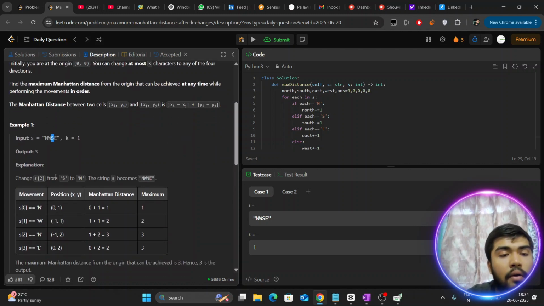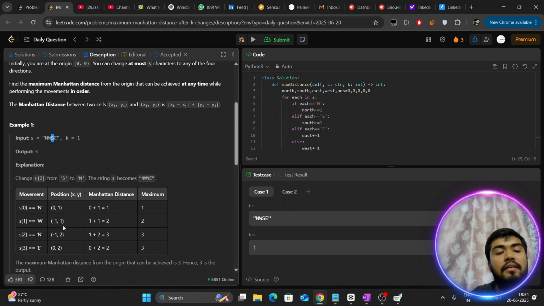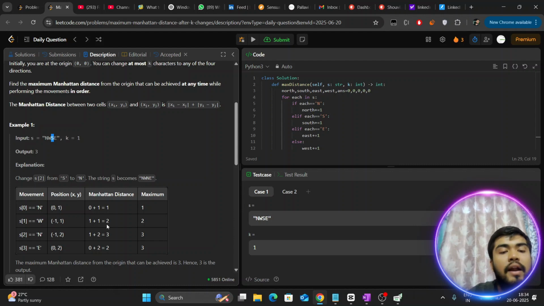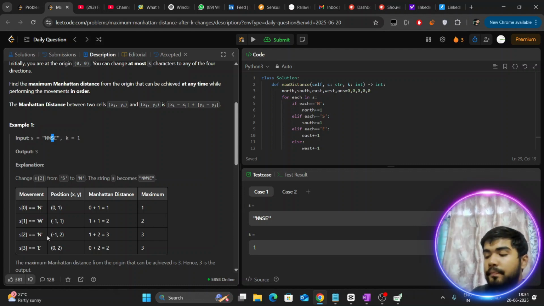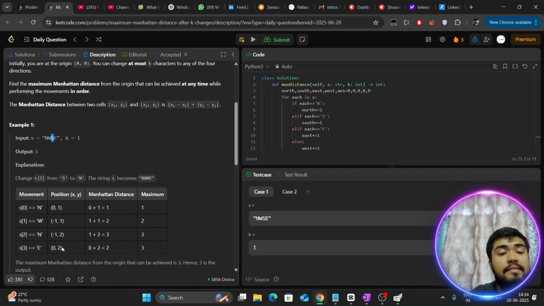Now if I am going to process this in order, so 0, 1. What is the Manhattan distance? 1. Minus 1, 1. Then we move west, then it becomes minus 1, 1. So Manhattan distance becomes 1 plus 1, because it's absolute, right? So 2. Then we move to minus 1, 2. Manhattan distance becomes 1 plus 2, that is 3. Then we move east, then it becomes 0, 2. So the distance becomes 0 plus 2 is 2.